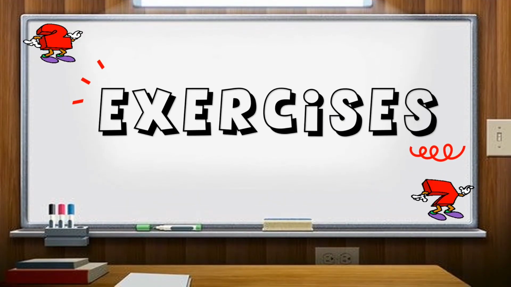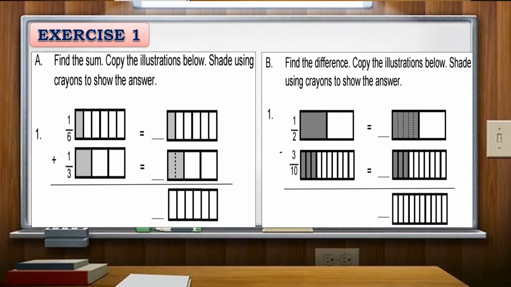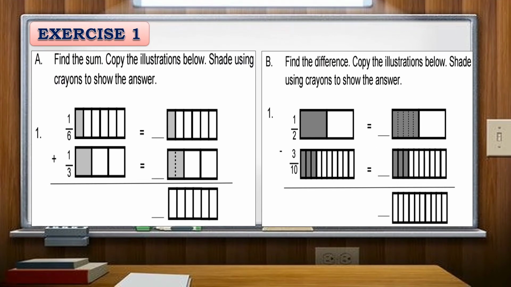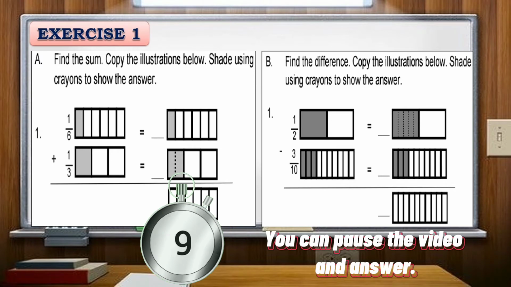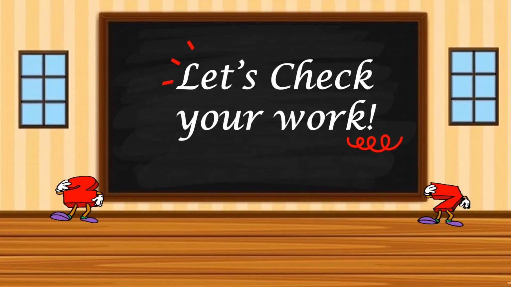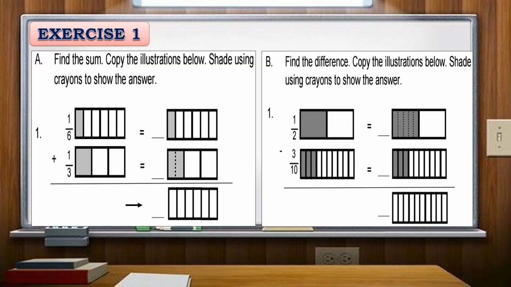Now let's do some exercises. Exercise 1. Find the sum. Copy the illustration below. Shade using crayons to show the answer. B. Find the difference. Copy the illustrations below. Shade using crayons to show the answer. Let's check your work. Exercise 1.